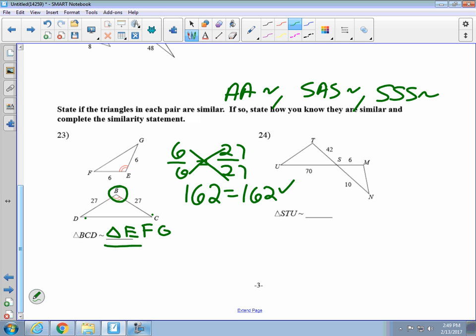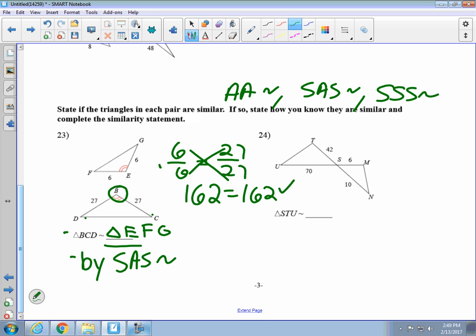Okay, now think about that. We'll go back to those things. What do we have here? Well, we have a version of this called side-angle-side. So there is your proof in the work here. There is your similarity statement and the reason, all in one.